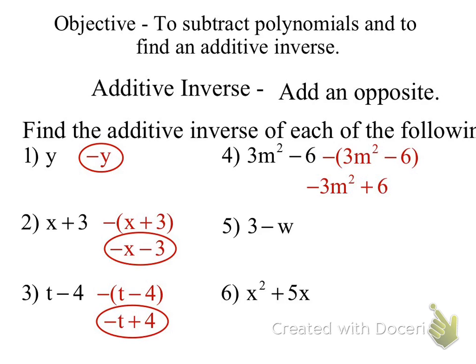Okay, next one, Chris. What is the opposite of 3 minus w? Negative 3 plus w, or w minus 3. Take the opposite, just move them around. Yes. You said for negative 3m squared plus 6 you could use 6 minus 3m squared, but wouldn't that not be in standard form? You're right, but sometimes when we factor, we may want to turn it around.